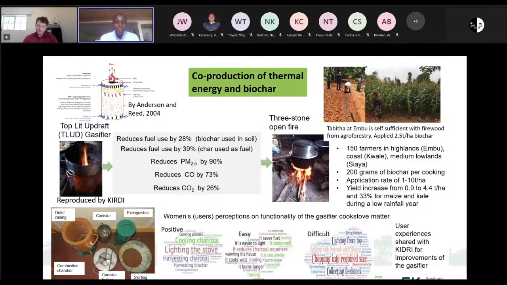This cooking system is reducing fuel consumption significantly and also reducing emissions and co-producing biochar for soil amendment. In one cooking, farmers produce about 200 grams of biochar, and they have been applying it at rates of 1 to 10 tons per hectare. And we have seen significant increase in yield. And this will be talked about more in the later session.